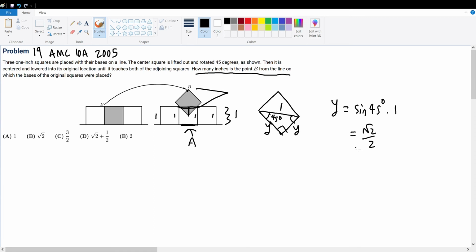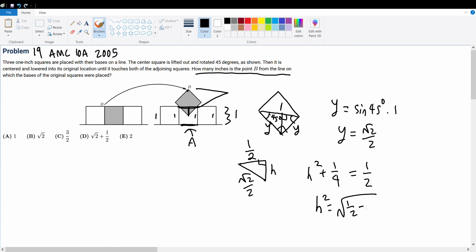And from here, we can find the height, because the height of this right triangle must bisect its base. So we have another right triangle as such, and let's call this h. The hypotenuse is root 2 over 2, and this side will be 1 over 2. So h squared plus 1 over 4, half squared, will be equal to root 2 over 2 squared, which is 2 over 4, or 1 half. h squared will be equal to 1 half minus 1 fourth, which is 1 over 4, so h is equal to 1 over 2. So the height is 1 over 2.